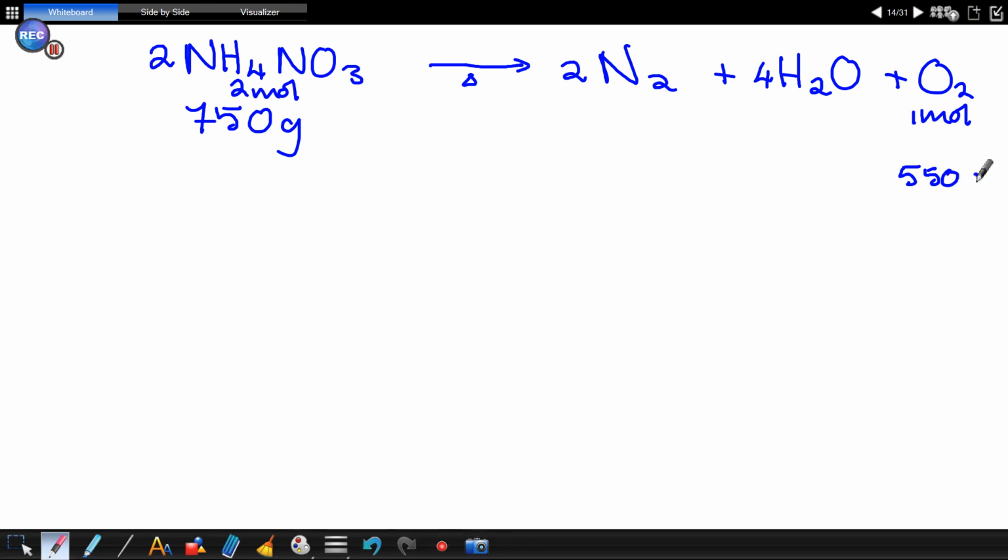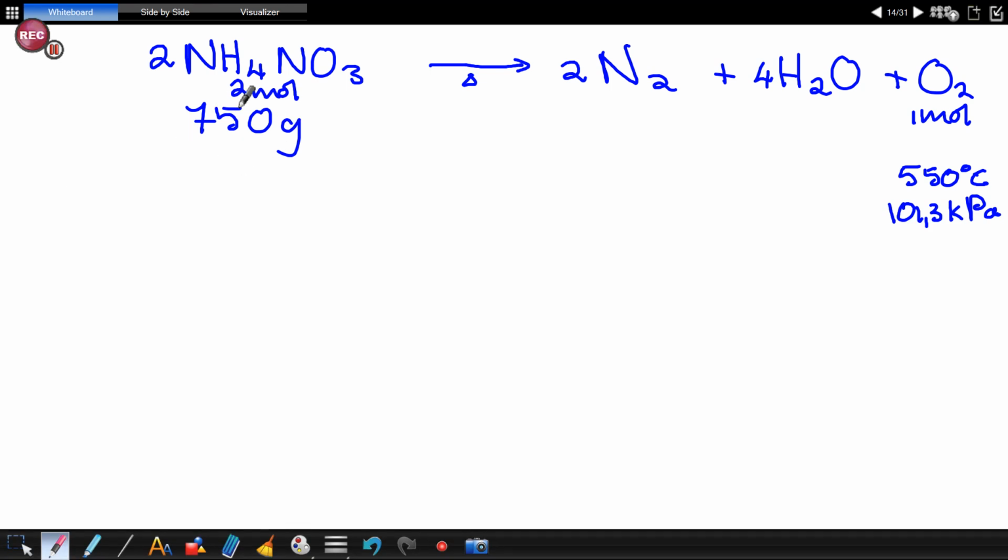Now they tell us, what volume of oxygen would be formed at 550 degrees Celsius and 1 atmosphere, which is 101.3 kilopascals? We're not going to be deterred by that information. We are going to follow the steps.